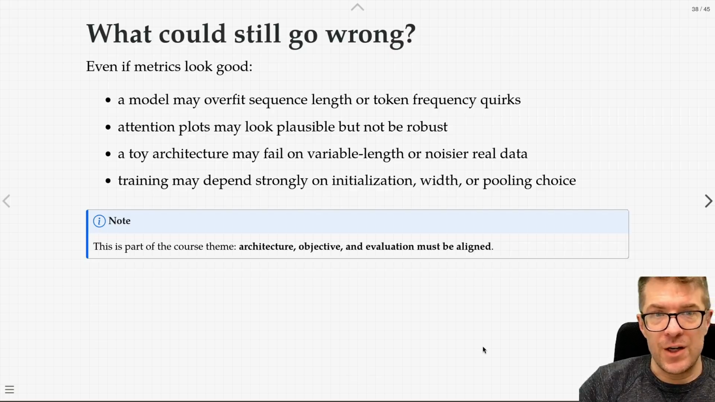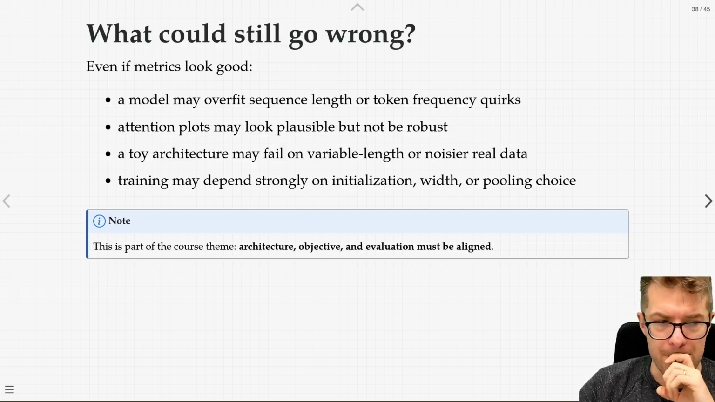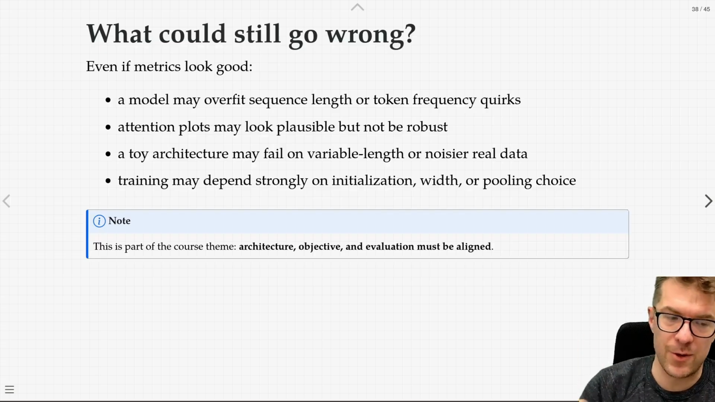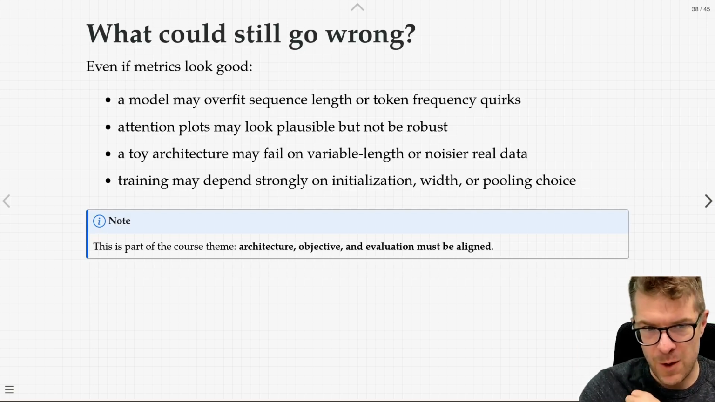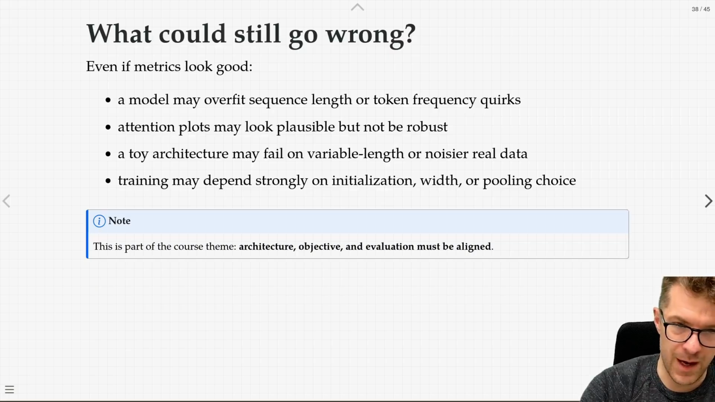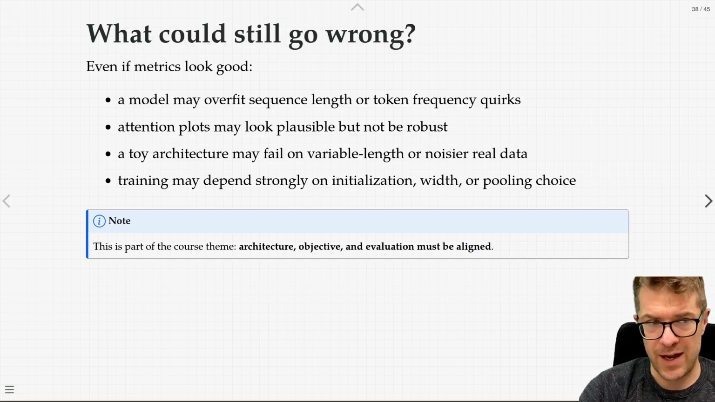Sometimes these metrics can look good, but overfitting is still a challenge. Attention plots can be plausible but not robust. I'll talk about that in a few moments. It can fail for variable lengths. Right now, every input sequence is going to have length 30, but if the input sequence has different lengths, maybe it's not going to perform as well. Training can depend on initialization with pooling choice, so play around with the hyperparameters I set and see if you can't get GRUs to perform more similarly in terms of metrics to attention mechanisms.